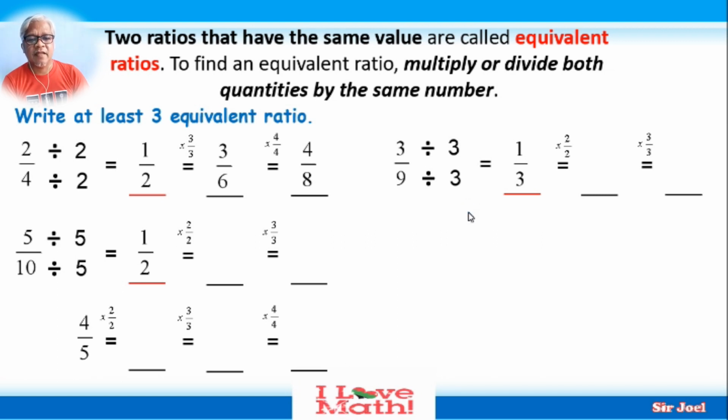And then, next problem is 2 is to 5 or 2 over 5. So, no common divisor, therefore multiply it by 2 over 2 to get a new ratio. And then 2 over 5 or 2 is to 5 is to be multiplied by 3 over 3 to get another ratio equivalent to it. Yun ang ating target. And lastly, multiply 2 is to 5 by 4 over 4 to get the last ratio.